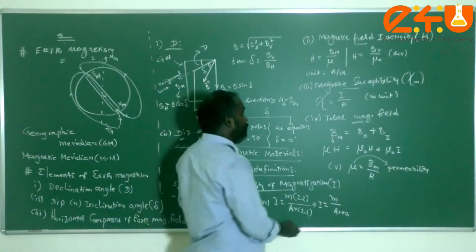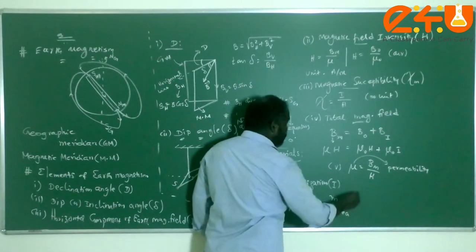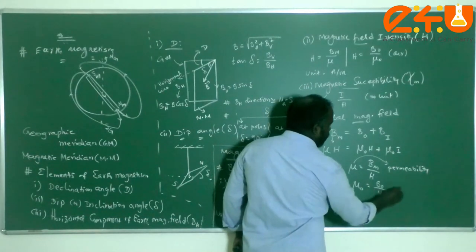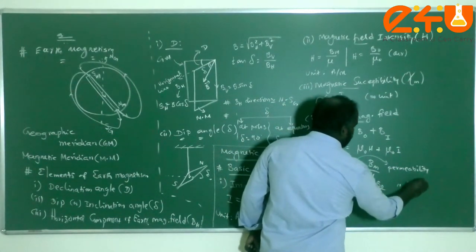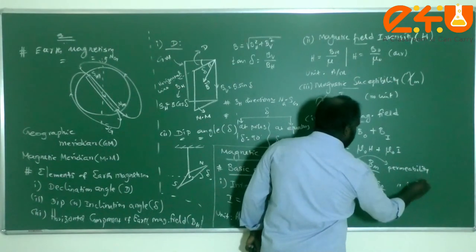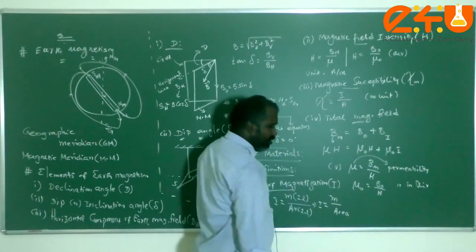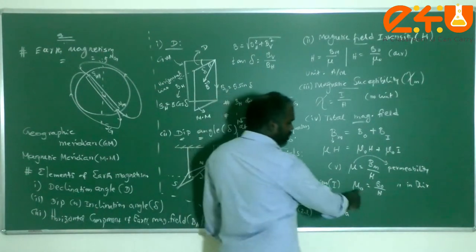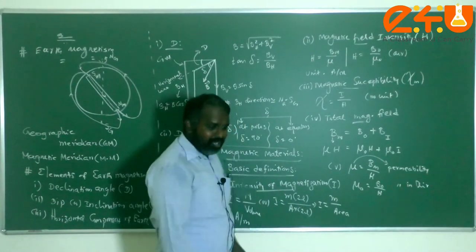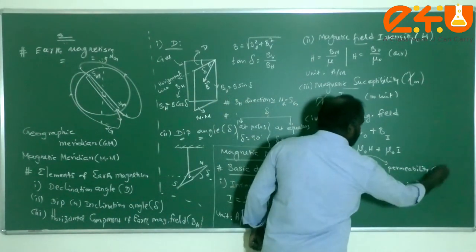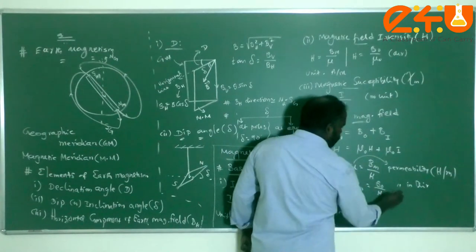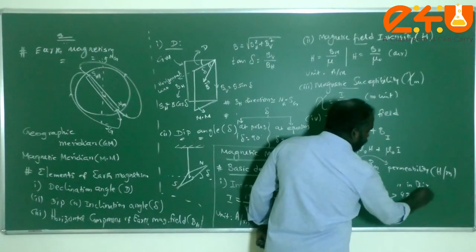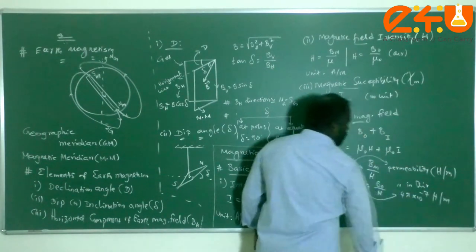Similarly, if it is placed in air or vacuum, then mu naught is equal to B naught divided by H. This is the permeability in vacuum or air. This value is already given in the Biot-Savart law: mu naught is equal to 4 pi into 10 to the power of minus 7 Henry per meter. The unit is Henry per meter.